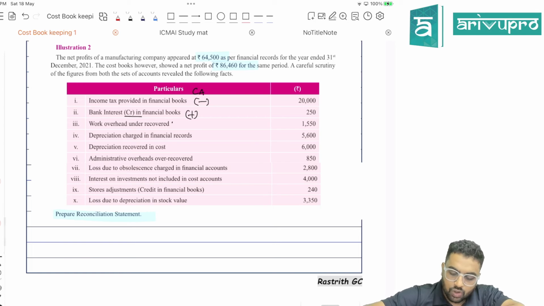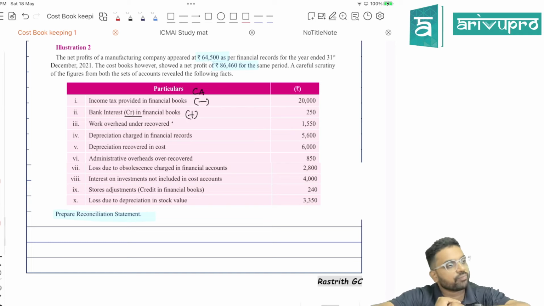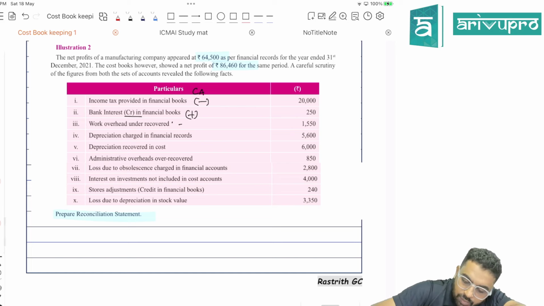Okay, sir. Works overhead under recovered. Under recovery, under absorption. Sir, in financial accounting, some expense is there, let's say 1 lakh rupees. But in our books, it is lesser. So what should you do, sir? There they showed more expense, you also show more expense. If you show more expense, will your profit decrease or increase? Your profit should decrease. So under absorption, I am going to minus. Done, sir. Next.